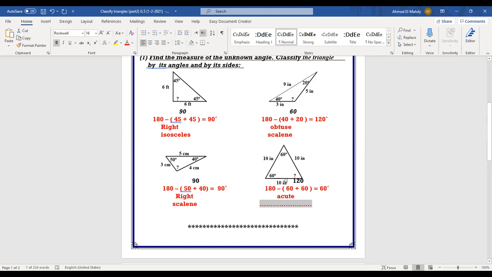Okay, this triangle, Reem, the sides are 10 inches, 10 inches, and 10 inches. Here all sides are, what, Reem? All of them are equal. 10, 10, 10. What is the kind of triangle in this case, Reem? Equilateral. Yes.